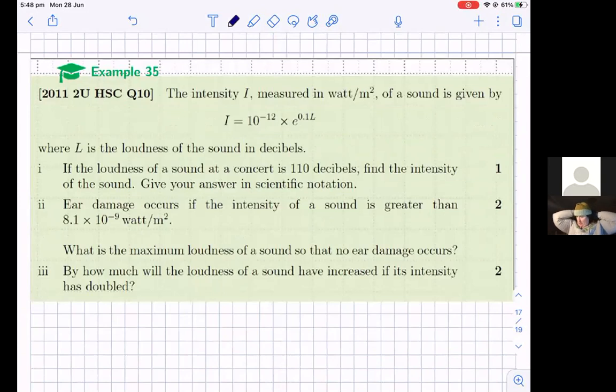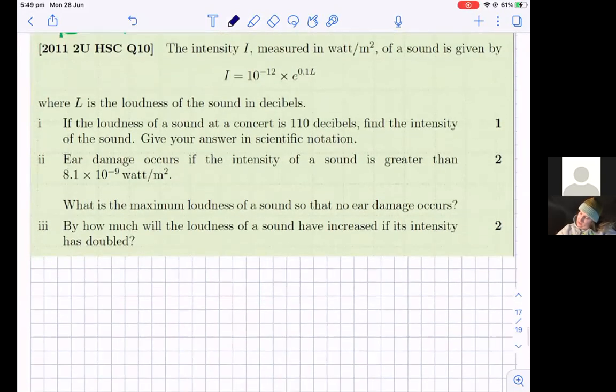Okay, we've got an equation for the intensity of sound. The loudness of sound is 110 decibels, find the intensity. So for I, we've got I equals 10 to the minus 12 times e to the 0.1 times 110. We want to give our answer in scientific notation, so I'm putting that straight into my calculator: 10 to the negative 12 times e to 0.1 times 110.